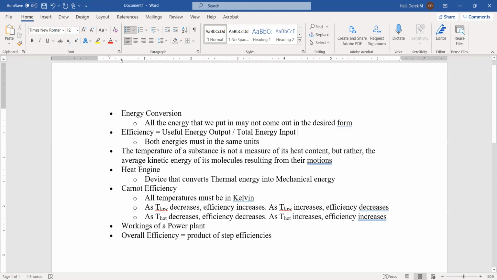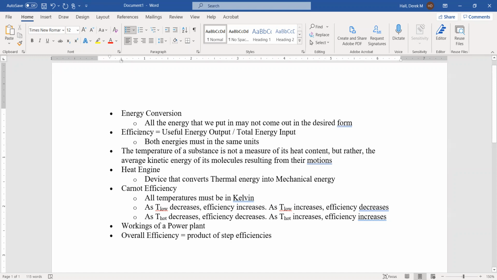And that's the first law of thermodynamics, that the total energy in must always equal the total energy out. We cannot create or destroy energy. And that's what's really encompassed in this first bullet here. All the energy we put in does not come out in the desired form. No such thing.